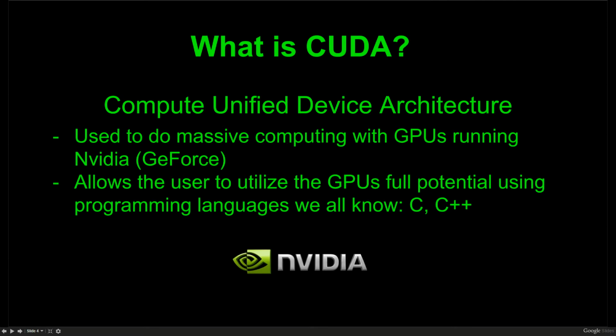So now that we have a decent understanding of what a GPU can do, let's move on to CUDA. CUDA stands for Compute Unified Device Architecture, and it is used to compute massive amounts of data using any type of NVIDIA GPU. This allows the user to utilize the GPU through programming languages like C and C++, which we all know.